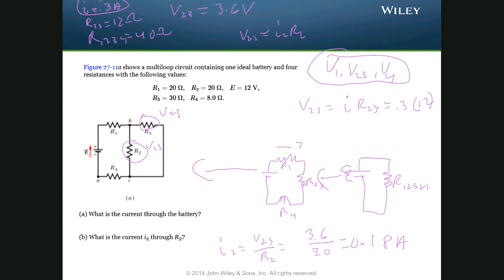Good. Does anyone have any questions, though? The loop rule is always a valid way to do this. I just wanted us to practice looking at series in parallel and applying the rules. But yes, the loop rule is always valid, and in some cases might be easier.